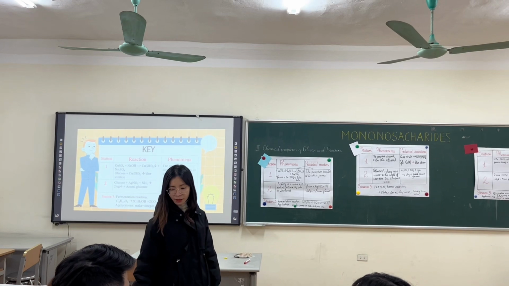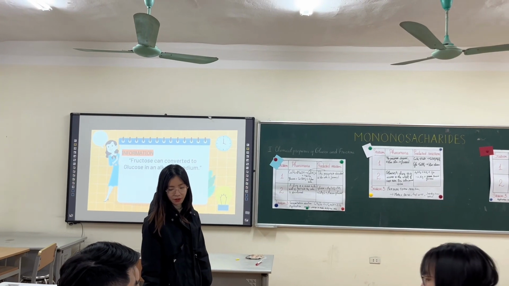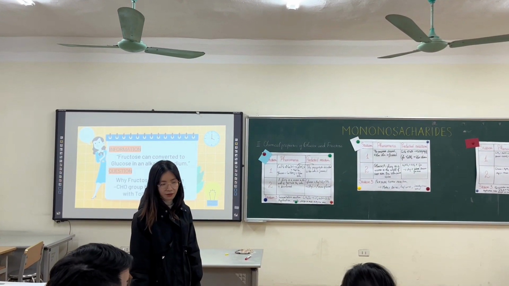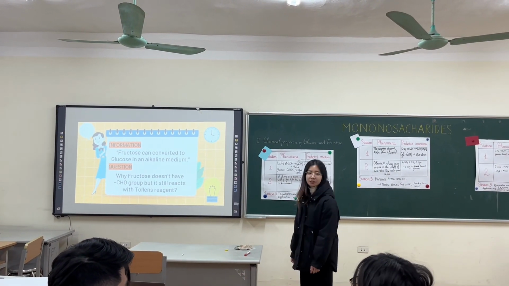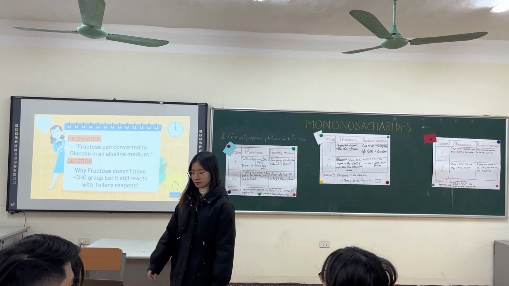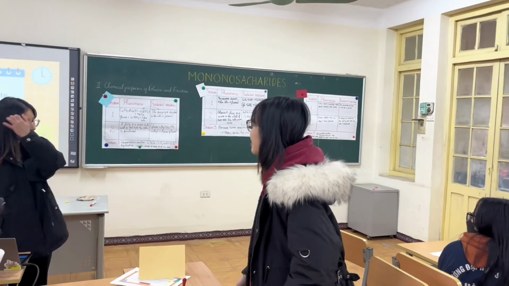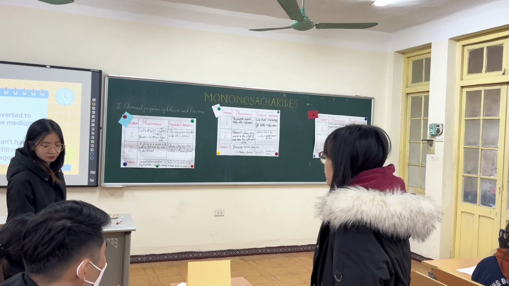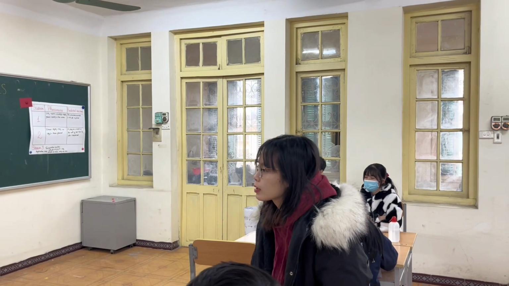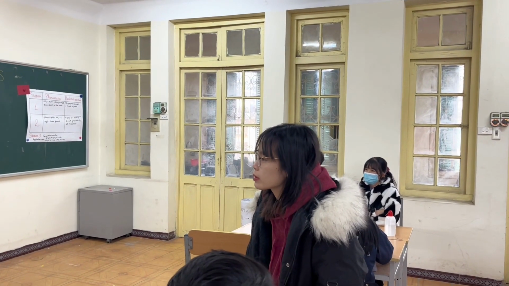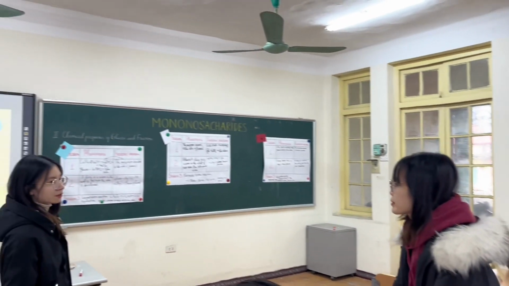Yes, and moreover, I want to give you extra information: fructose can convert to glucose in an alkaline medium. And I want to ask why fructose doesn't have a CHO group, but it still reacts with Tollens reaction. Can someone answer for me? Many hands raising, but I want to go with Xuân. You got it? I think that in Tollens reagent, ammonia makes an alkaline medium, so fructose can convert to glucose. Therefore, they can make a silver mirror. Yes, and we just wrote the equation here of fructose with Tollens reaction, right? Yes. Yes, thank you.